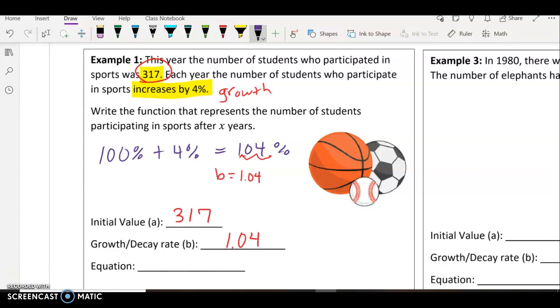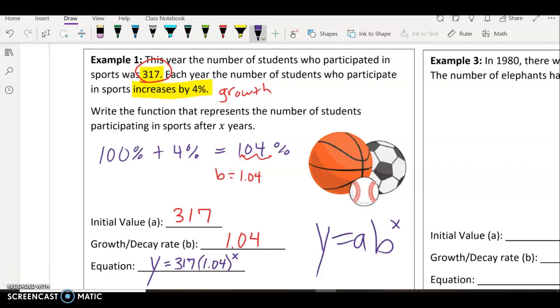So our equation then, remember the formula, here's the formula on the right side. Y equals, and whatever you started with goes first. We started with 317 students that were participating in sports. And then you put your growth rate, 1.04, in the parentheses raised to the x power. And there's the equation.